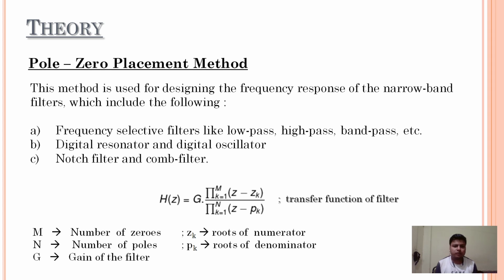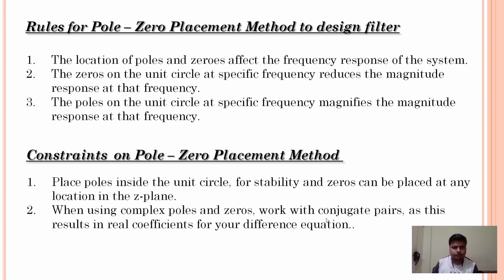The transfer function of any filter could be written in this form, where capital M represents the total number of zeros, capital N represents the number of poles, G is the gain of the filter, and Z of k and P of k are the roots of the numerator and denominator, basically the zeros and the poles of the transfer function H of Z.